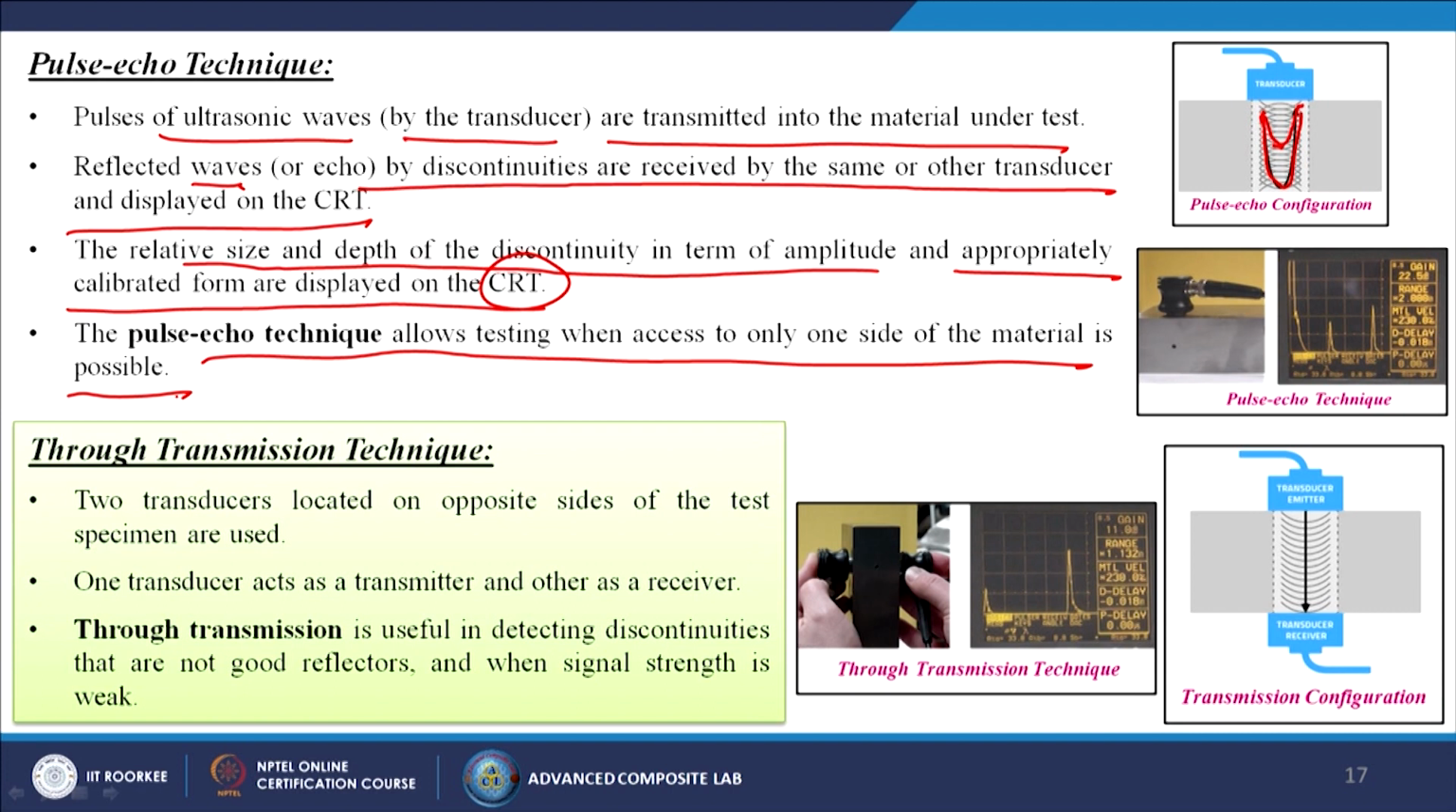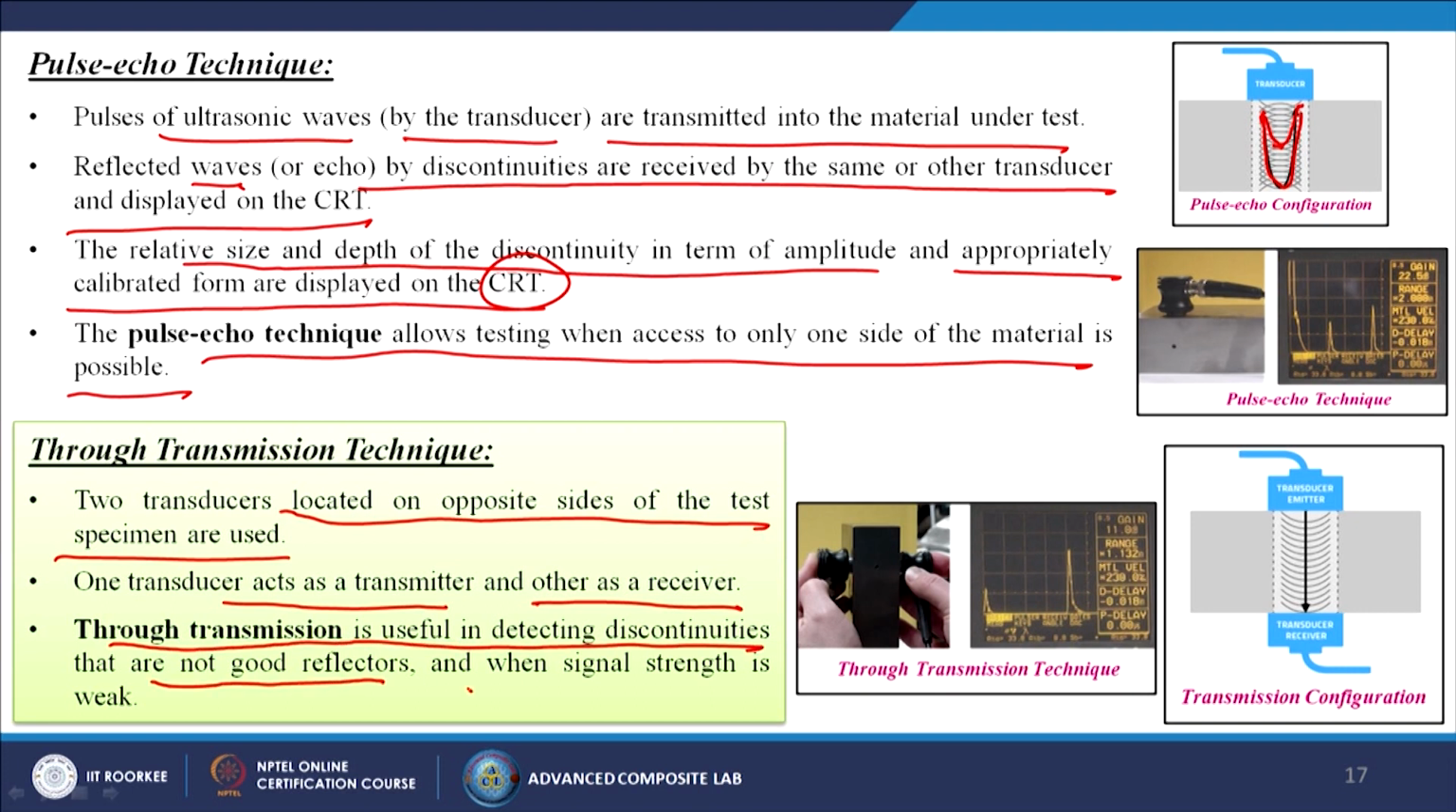In the through transmission technique, two transducers located on opposite sides of the test specimen are used. One transducer acts as the transmitter and the other as the receiver. Through transmission is useful in detecting discontinuities that are not good reflectors and when signal strength is very weak.